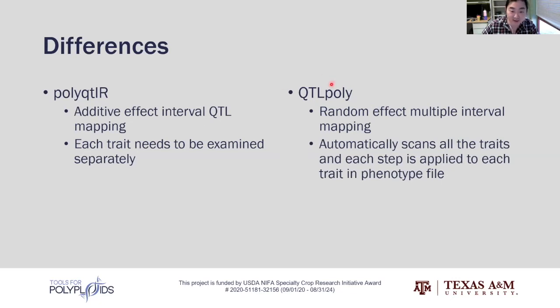And the differences in QTLpoly is that it uses a random effect multiple interval mapping method, which was discussed earlier today, where it has a forward significance and a backward significance where it adds and subtracts QTLs. And it automatically scans, as Gabriel showed you in the demo, all the traits in a phenotypic file, and it keeps those in a structured output. So there are some key differences.